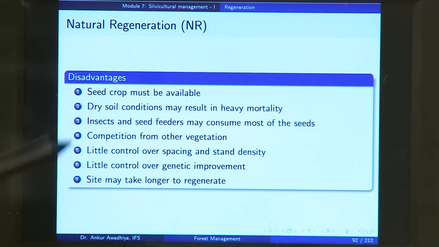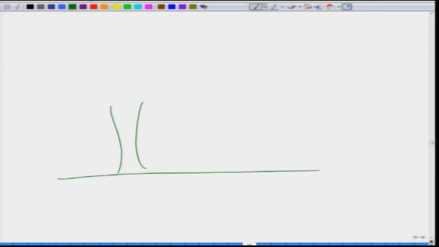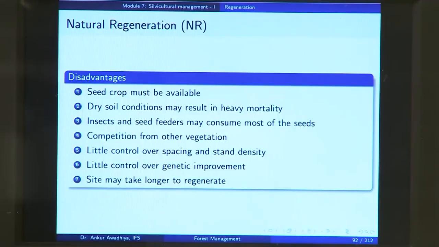Then there is competition from other vegetation, because what is happening in this natural regeneration is that you left out this mother tree, it gave out the seeds that got dispersed, but then there is grass on the forest floor, or probably there are some shrubs, or probably there are some other trees that are now competing with your seedlings. So, because of this competition, there is a good chance that your regeneration might fail. Even more so, because you are not doing anything to help your regeneration.